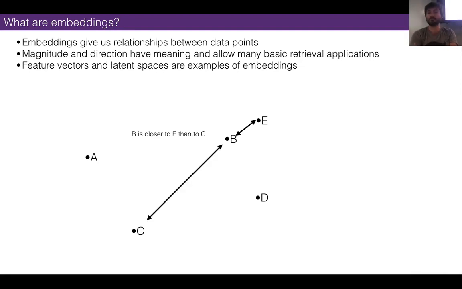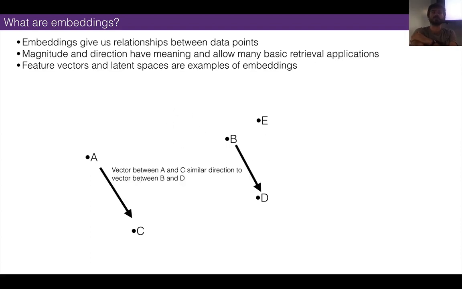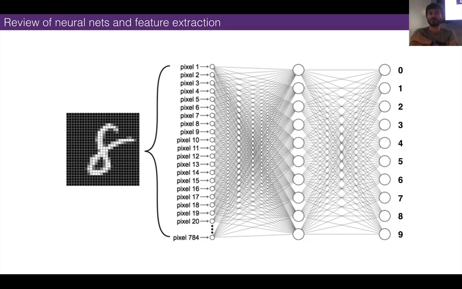In this example, B is closer to E than to C. So that means B and E are probably similar, and B and C are not so similar. This is useful for retrieval, because sometimes we might ask, what is the most similar thing we have to B? The most similar would be the one whose embedding is the closest. The vector between A and C is similar to the vector between B and D, so that might confer a relationship. But we'll see that in a few slides.